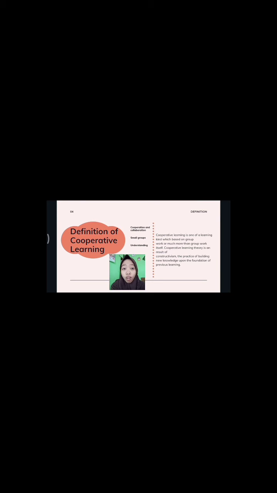In cooperative learning, the teacher first asks students to divide into several small groups, and from this they will cooperate and collaborate with each other, and they will understand the learning materials better or even get more knowledge.